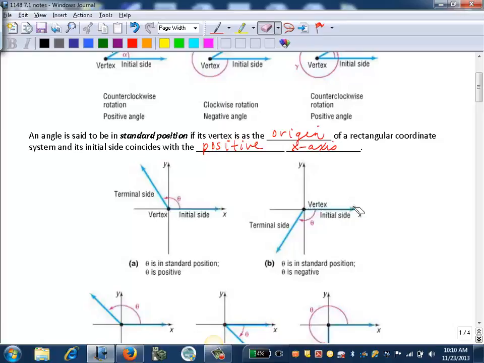Here, our initial side, again, on the positive x-axis, that's our standard position, but now the rotation was clockwise through the angle theta, so this is a negative angle.